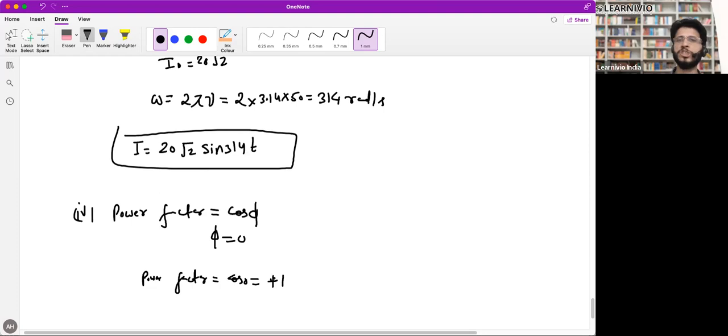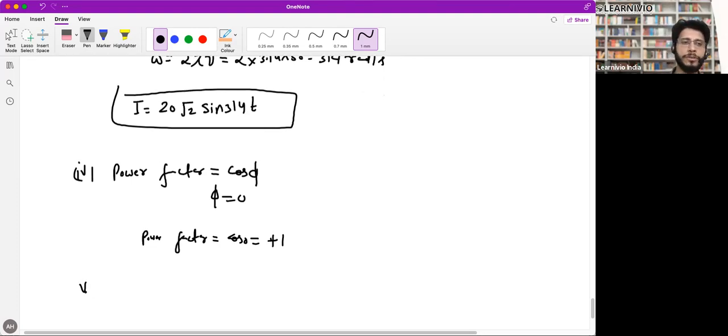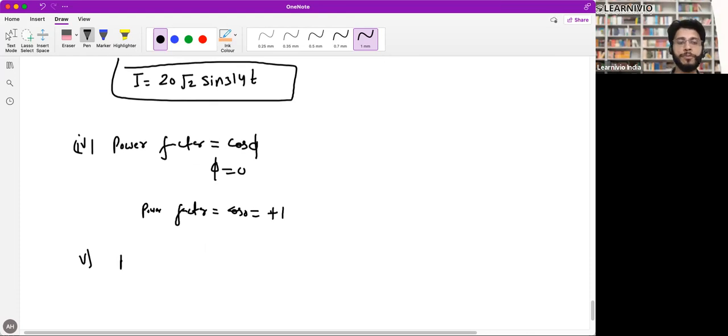Plus 1. Maximum power factor any system can have is of for resistor. Fifth one, average power. The formula for calculating average power is ERMS into IRMS into cos phi. For resistor, we know that cos phi is 1, so we're not writing cos phi. Keep on telling me the values.